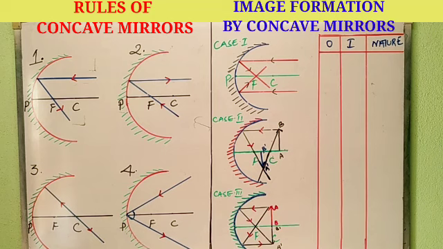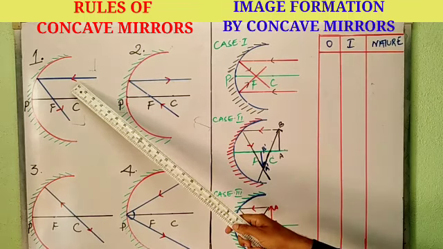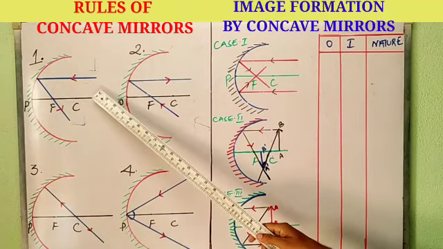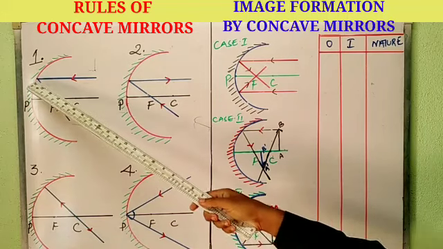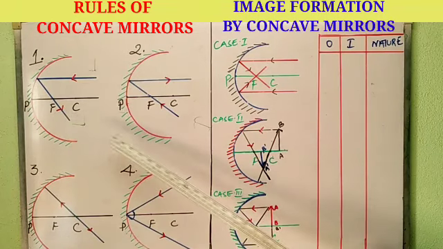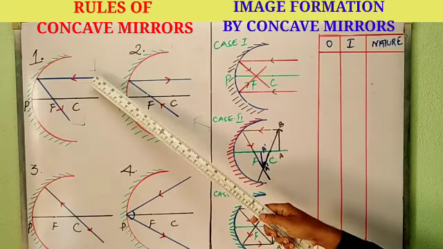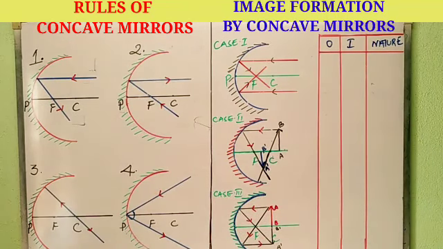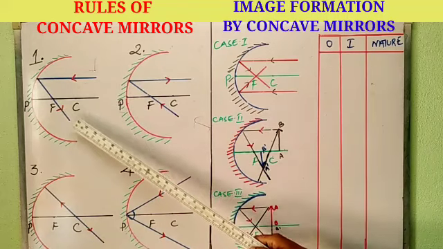So what is the first rule? How can you identify that this is an incident ray? Because you can see the arrow is marked towards the mirror. This is going towards the mirror. If the incident ray is parallel to the principal axis, then the reflected ray, this one, because the arrow is marked away from the mirror, always passes through the focus. So this is the incident ray, this is the reflected ray. That is rule number 1 for the image formation by a concave mirror. If the incident ray is parallel to the principal axis, the reflected ray passes through the focus.